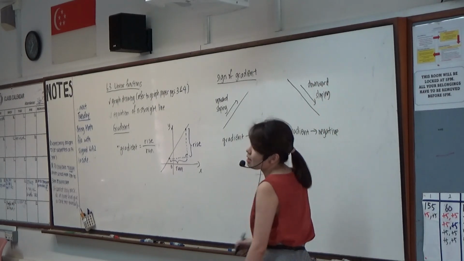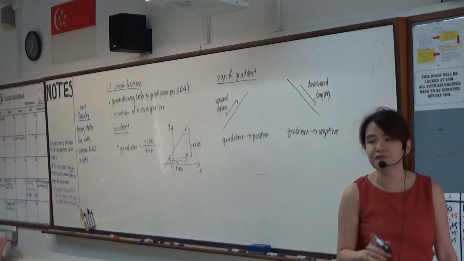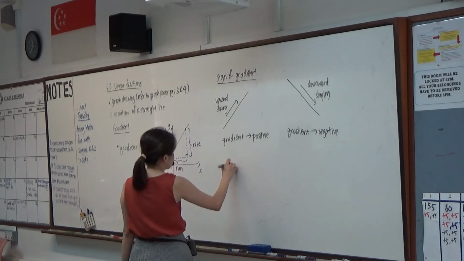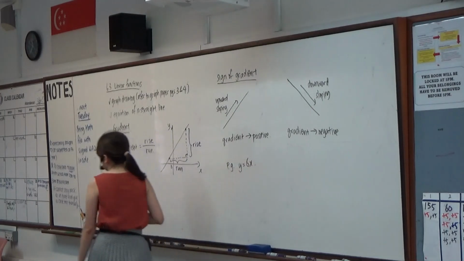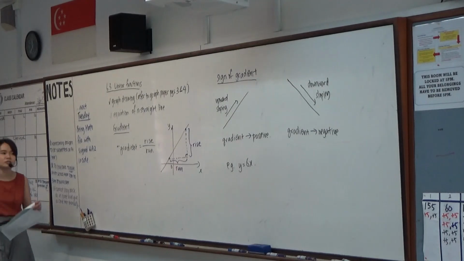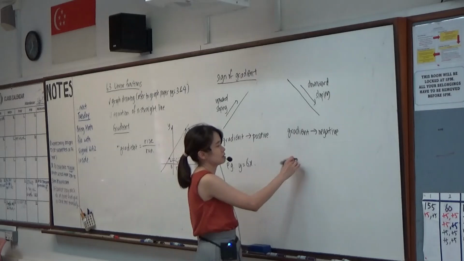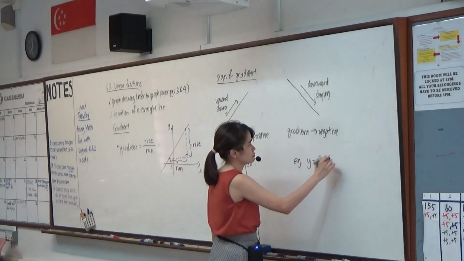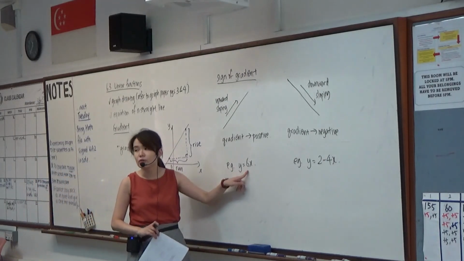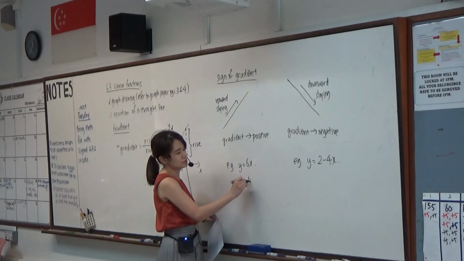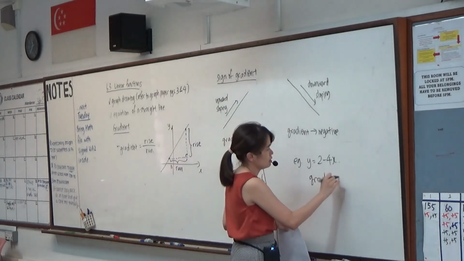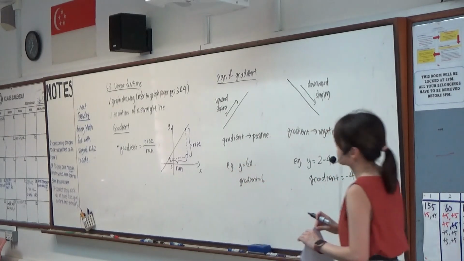Just like, for example, in the graphs that we drew on page 4, we have one that is going upwards, which is your y equals 6x, and the one that is going downwards is your graph of y equals 2 minus 4x. So this one we can tell that the gradient is 6. And for this, our gradient is negative 4.